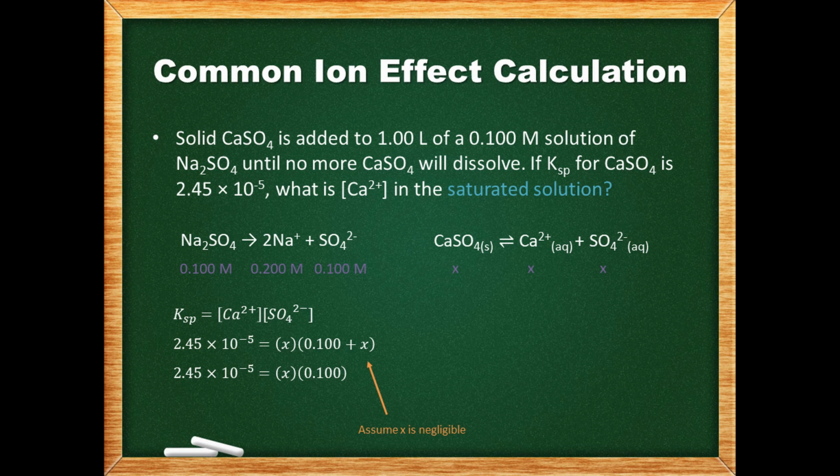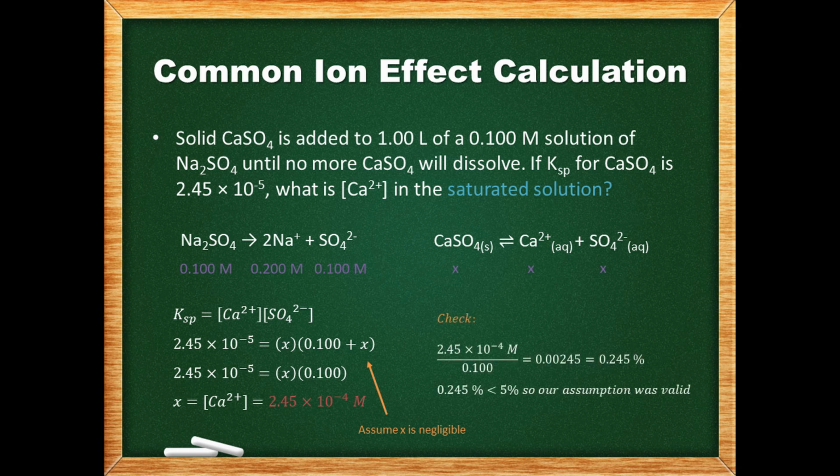We then use the KSP value that was given to solve for x. X is equal to the concentration of calcium ions, so we have our answer. Let's quickly check to make sure our assumption was valid. 2.45 times 10 to the negative 4 is about 0.245% of 0.100.